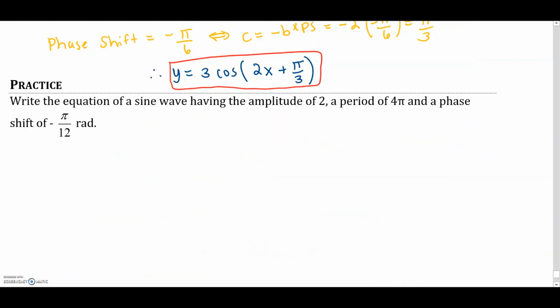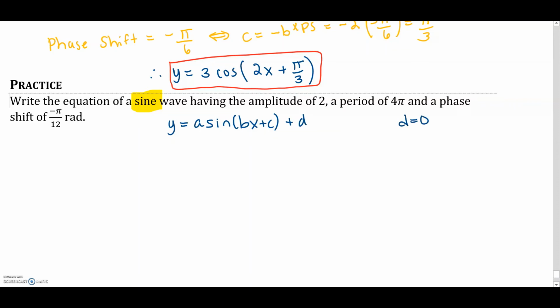Now we have a practice example. Make sure you pause your video and give this a try and verify your solution afterwards. We want to write the equation of a sine wave having an amplitude of 2, a period of 4 pi, and a phase shift of negative pi over 12 radians. So we want to find the values of a, b, and c such that we have the equation y is equal to a sine of (bx plus c) plus d. Remember here it mentions nothing about a midline shift, therefore we can assume that d is equal to 0.